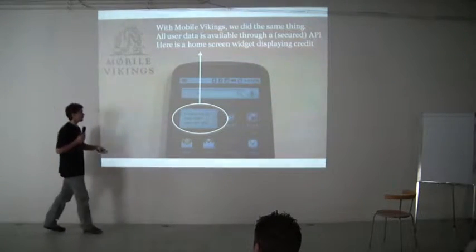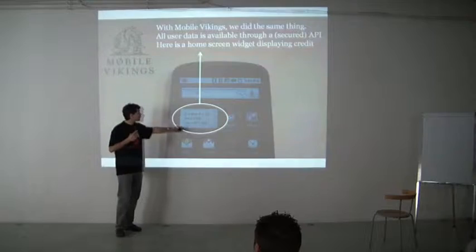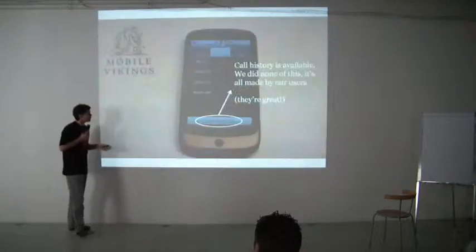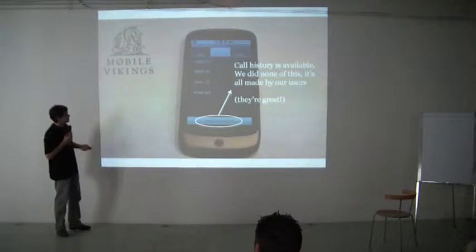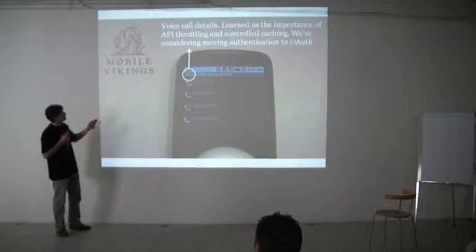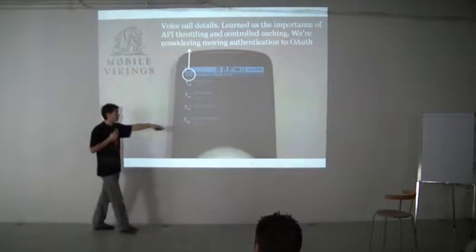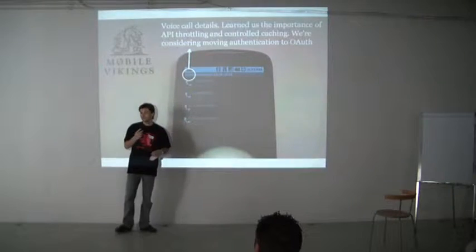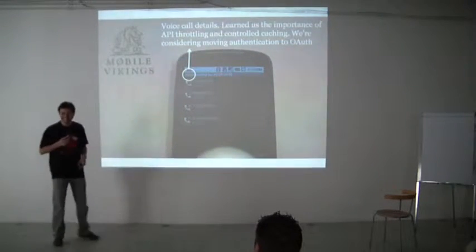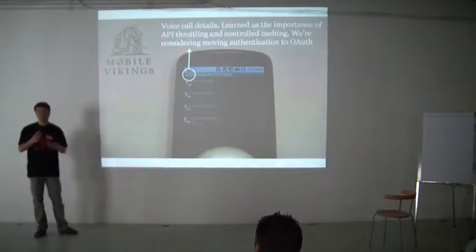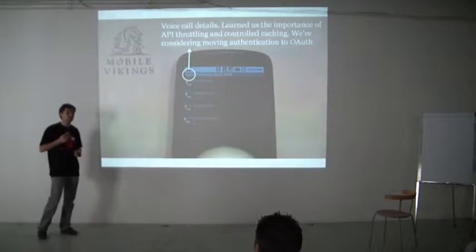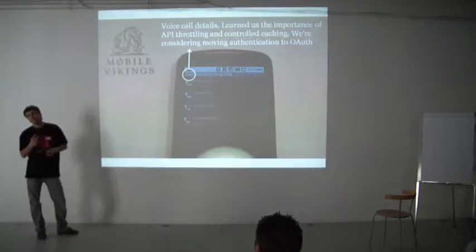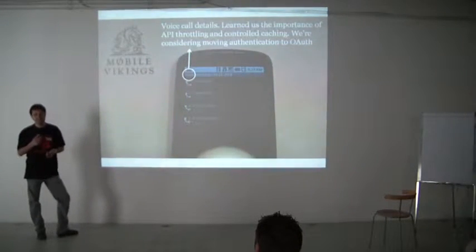So this is an example of your credit and data overview as a widget on an Android phone. I only have my phone available for the presentation, so it's all Android screenshots. You can have call history, of course, only by users' voice history. This also taught us how important throttling is, that you make sure your users don't pull down your database or make sure your service doesn't get into trouble. We also have another application, the Samsung one I told you about.